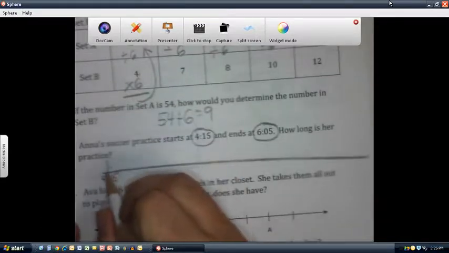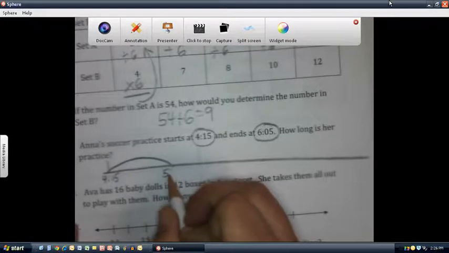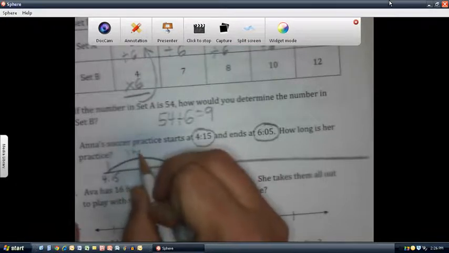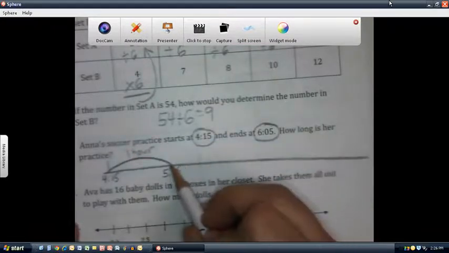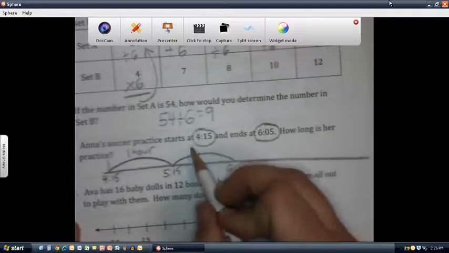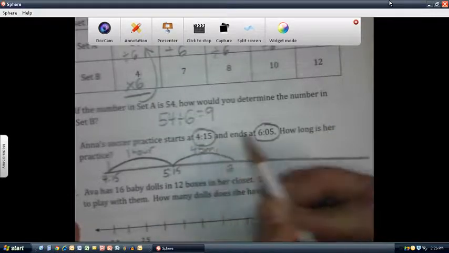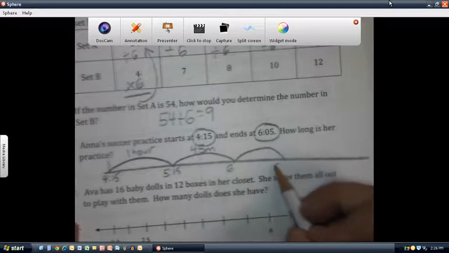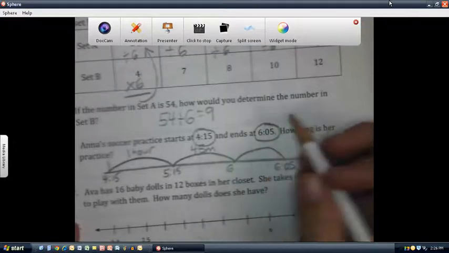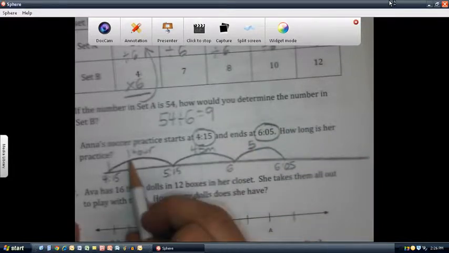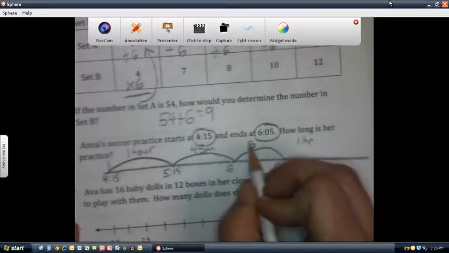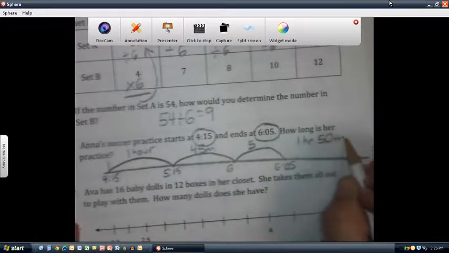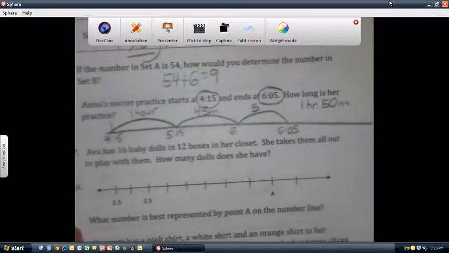I'm going to go to 5:15. That's 1 hour. Then I know that 5:15 to 6 o'clock is 45 minutes. And then 6 o'clock to 6:05 is 5 minutes. So I have 1 hour and 50 minutes for my total time.